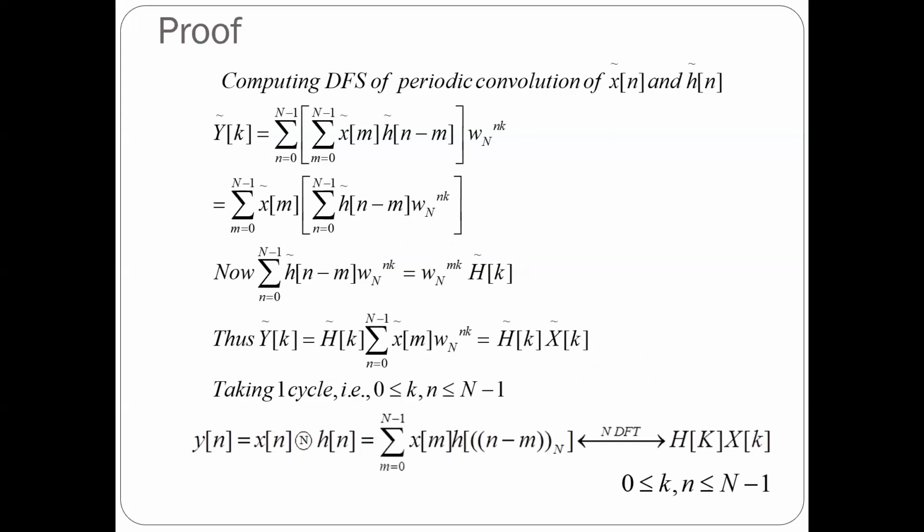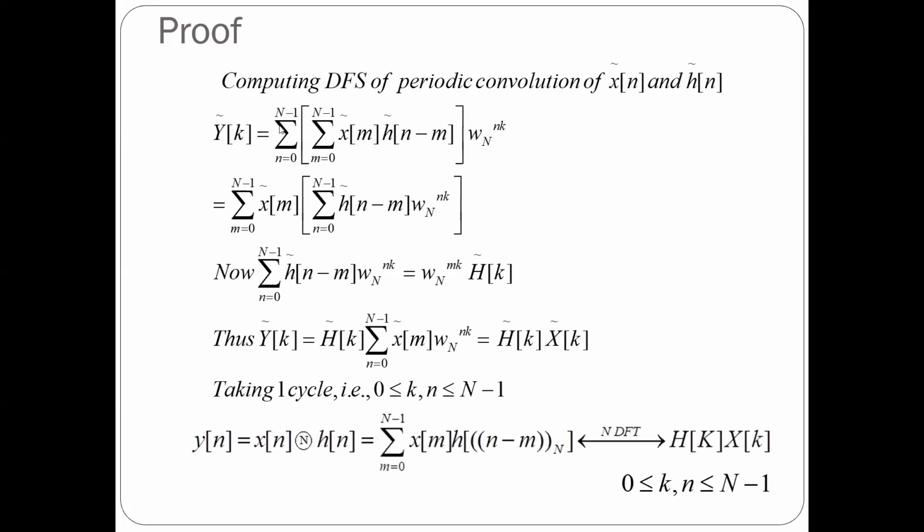So we have discussed the periodic convolution of x tilde of n and h tilde of n. The periodic convolution is defined like this: sigma m equal to 0 to n minus 1, x tilde of m, h tilde of n minus m. Let us call this sequence y tilde of n. That is, the periodic convolution of x tilde of n and h tilde of n will be called y tilde of n. And now let us evaluate the discrete Fourier series of y tilde of n.